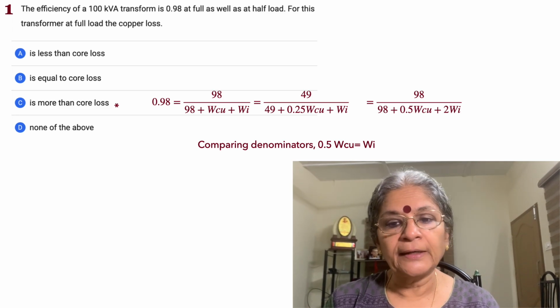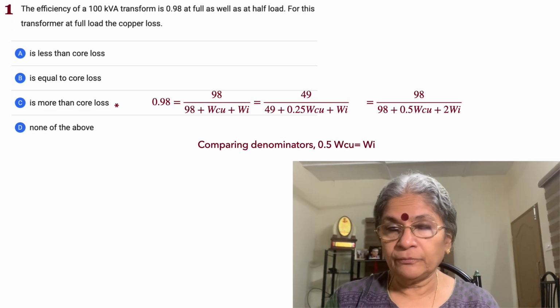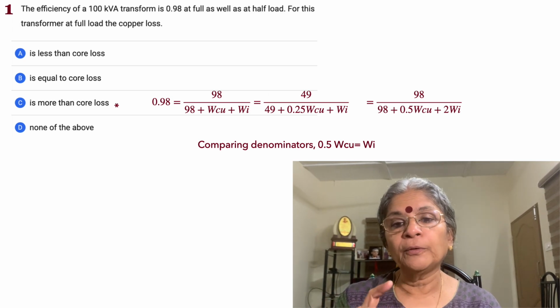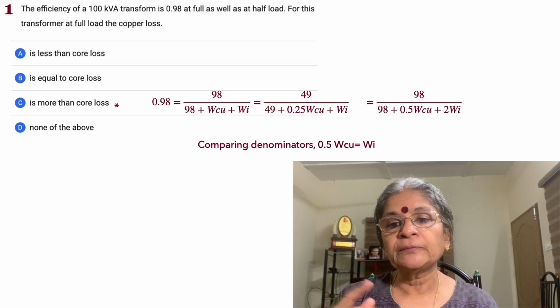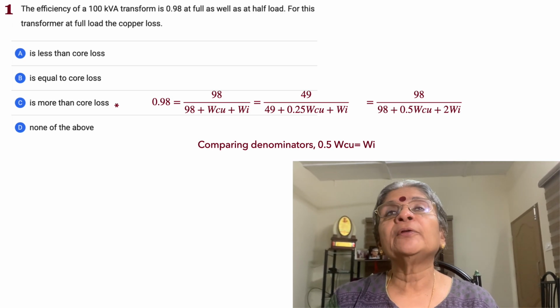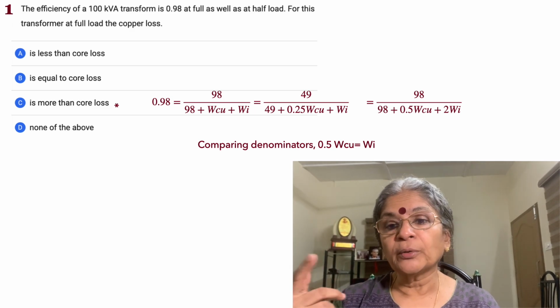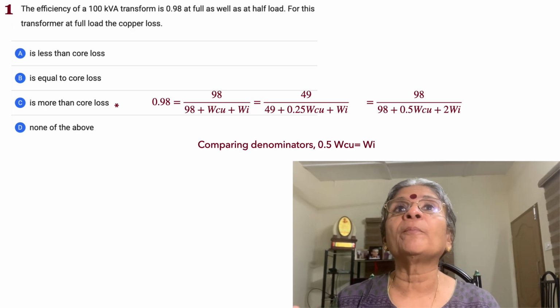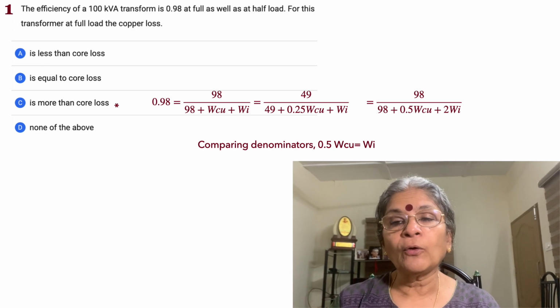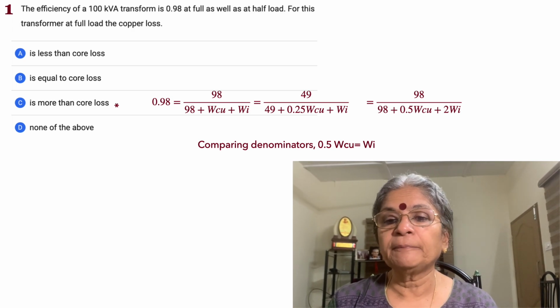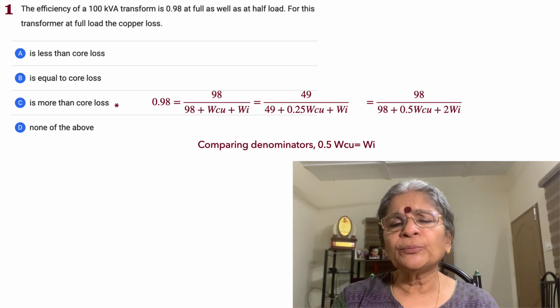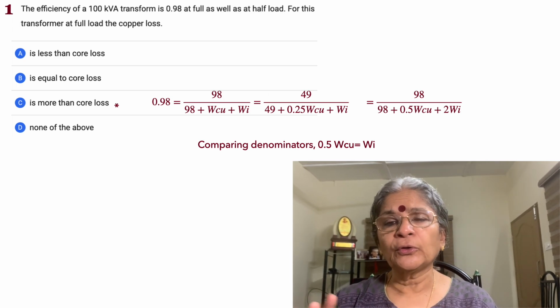So 98 divided by 98 plus losses, that is output divided by output plus losses. What are the two losses? One is WCU, the other is WI. So that is full load. But when you talk about half load, 98 becomes 49, both in the numerator and in the denominator, and copper loss becomes half squared, 0.25 WCU, plus WI. So 0.98 has now been equated for both situations.